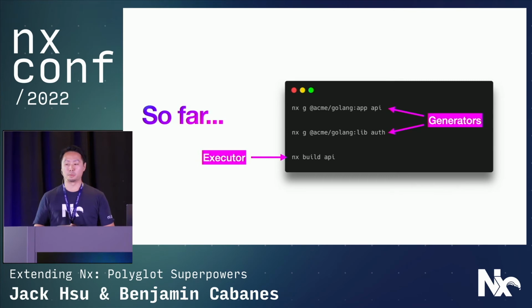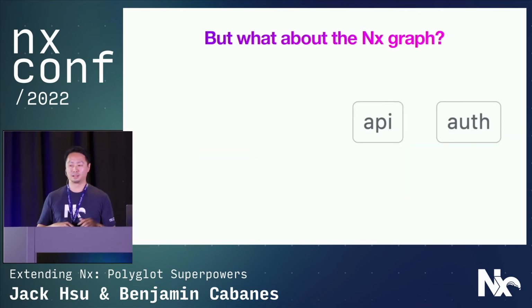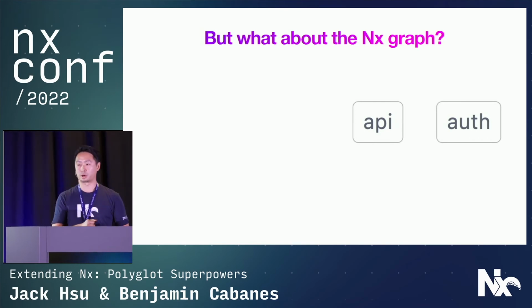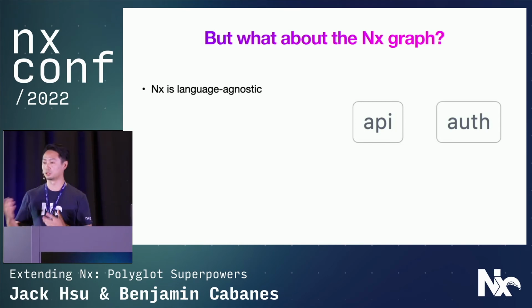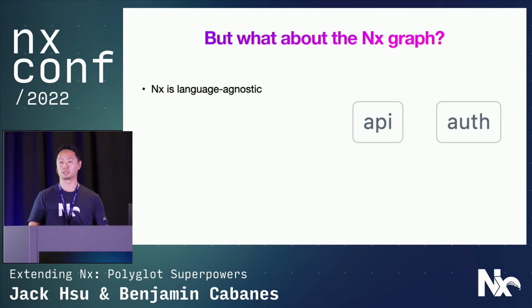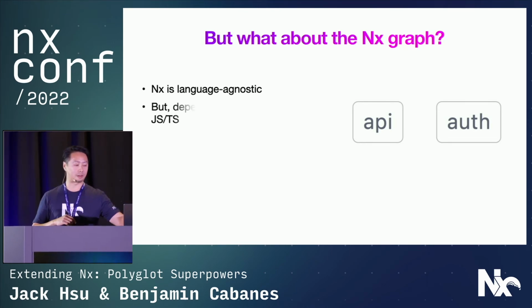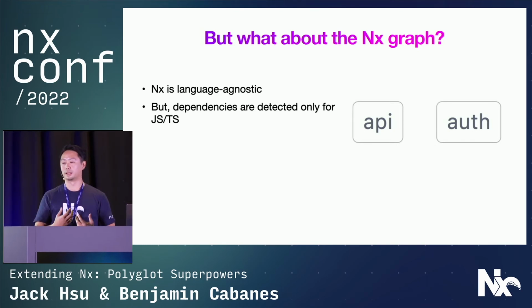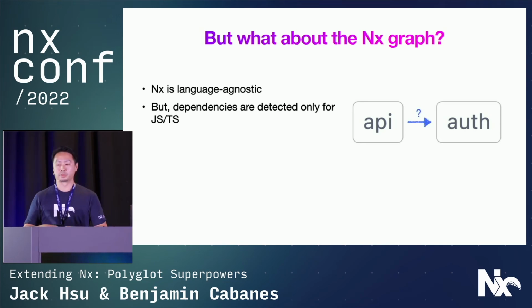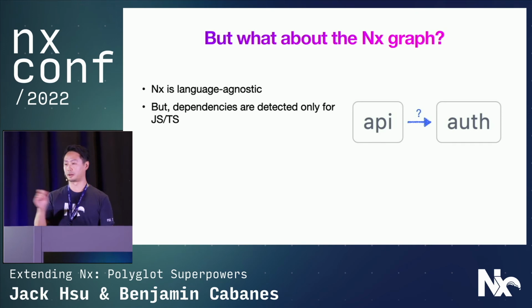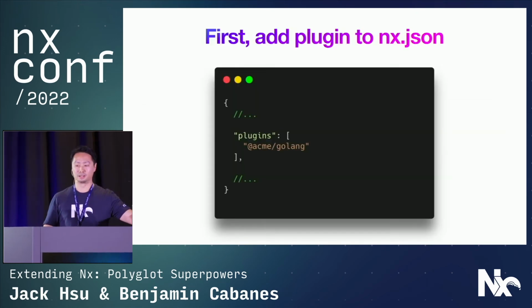Now, the more complicated part will be, now that we have this, so we have our two projects, what happens when you run NX Graph? And this is what you'll see, which is cool because NX doesn't care about what language you use, so it knows that these two projects are in the workspace. But the caveat here is that NX only analyzes code if your projects are in JavaScript or TypeScript. So because we're using Go, there's no dependencies being detected or anything like that. So the question is, how do we build this dependency edge? How do we have this arrow in the graph? And this is what we're going to look at next.